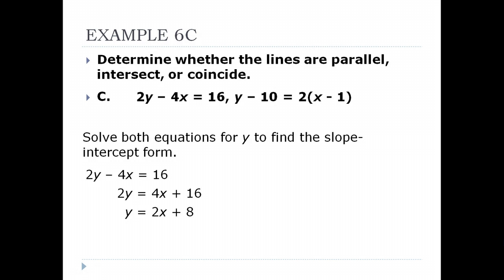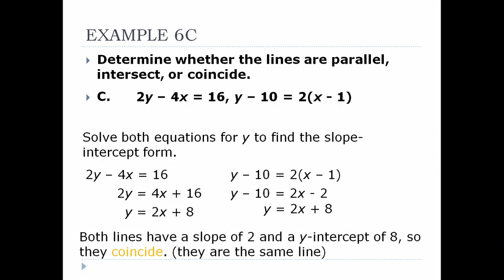Let's start with the equation on the left. We add 4x to both sides and divide by 2. This gives us y equals 2x plus 8. For the other one, we add 10 to both sides. We multiply the 2, distributing it, and we get 2x plus 8. Oh, well, this is the same line, written in two different ways. So these lines coincide. They are the same line.